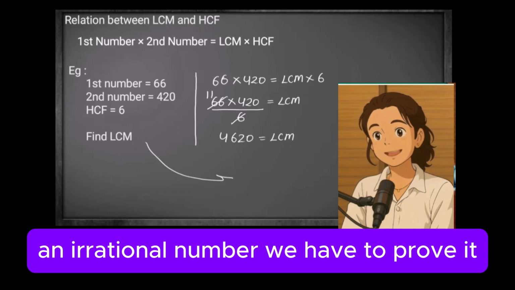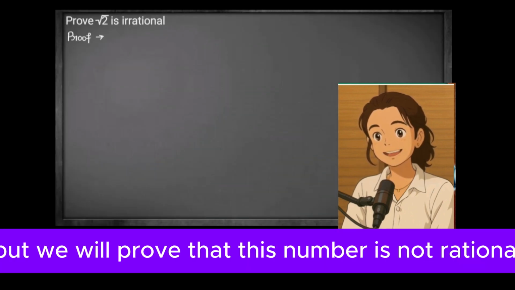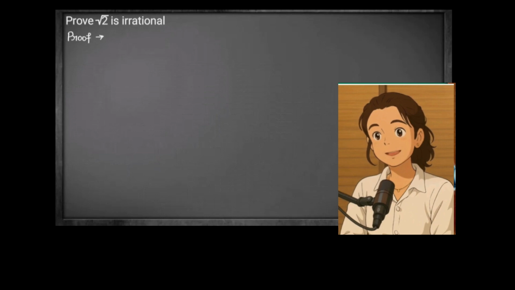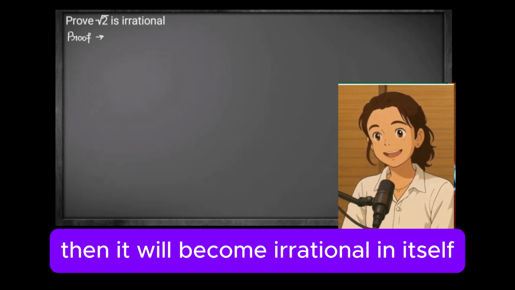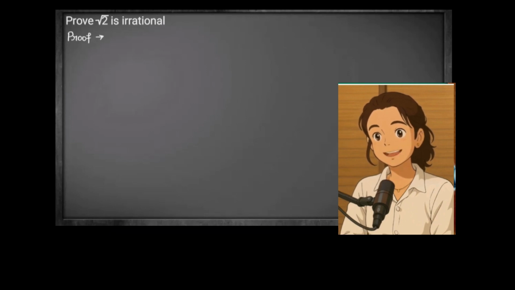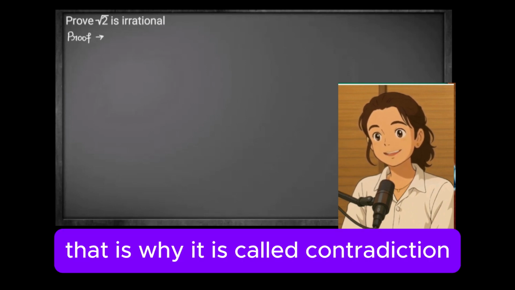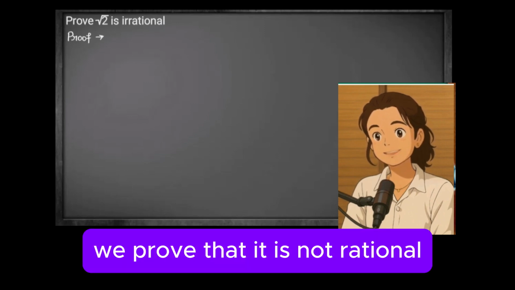An irrational number? We have to prove it. But we will prove that this number is not rational. If this number is not rational, then it will become irrational in itself. It is a very simple method. That is why it is called contradiction. Instead of proving it irrational, we prove that it is not rational.